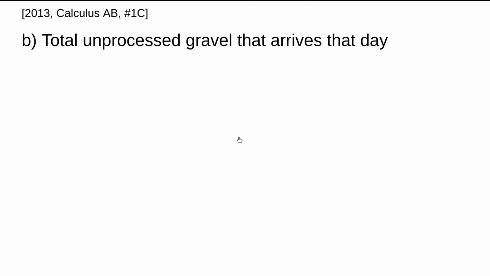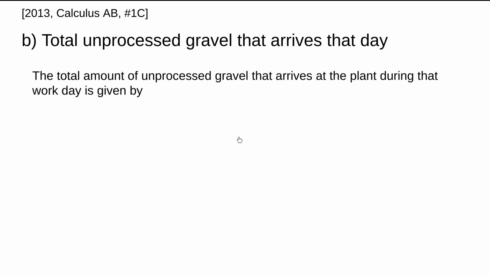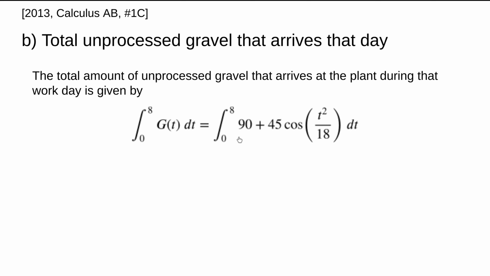In part B of this question, we are asked to calculate the total amount of unprocessed gravel that arrives that day. So total amount is just going to be a definite integral. We're not taking into account how much gravel is being processed or how much was there to begin with. We're only talking about how much did arriving gravel contribute to the amount of gravel at the plant. So this is just going to be a definite integral. We're given in the question stem that the work day is 8 hours. So we just need to calculate the definite integral from 0 to 8 of g of t dt.